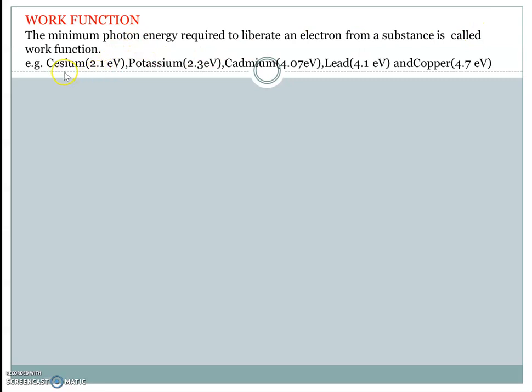For example, cesium 2.1 electron volt. In same way, some materials require some work function which is in detail given here.